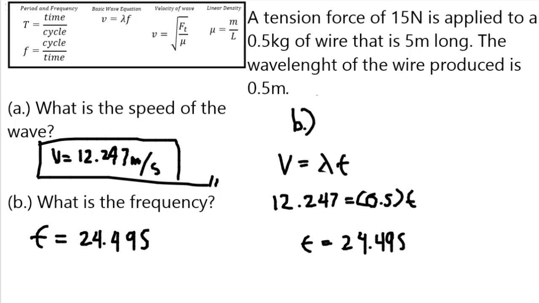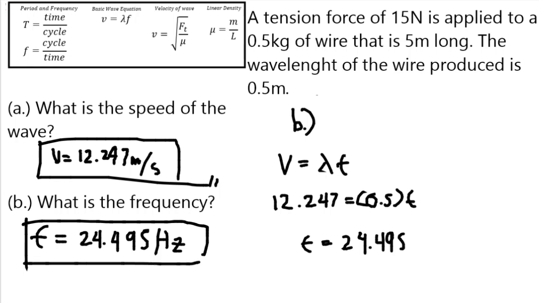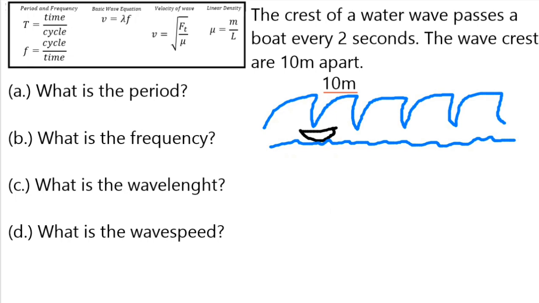Hertz is the unit for frequency. We know that because of the facts about humans earlier, where we can hear from 20 hertz. So that is the frequency. It's 24.495 hertz. Now let's move on to our second problem.